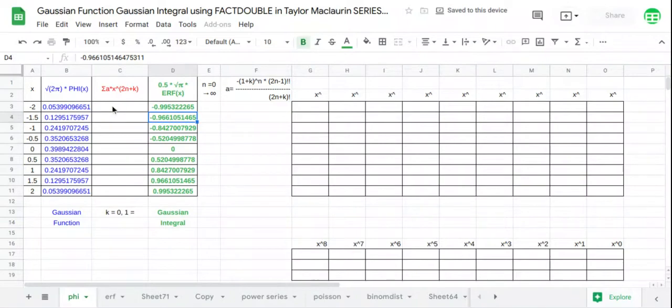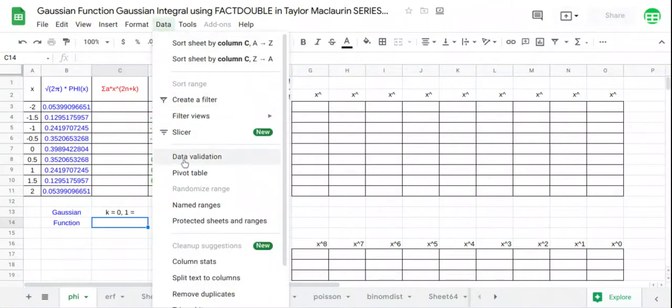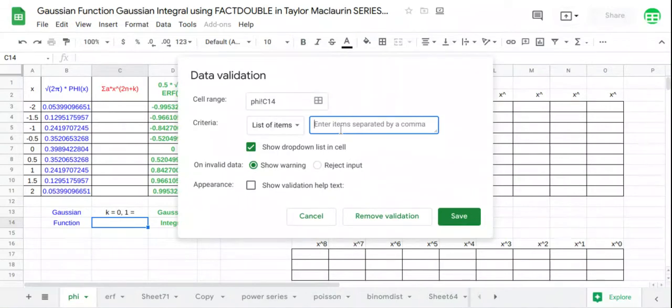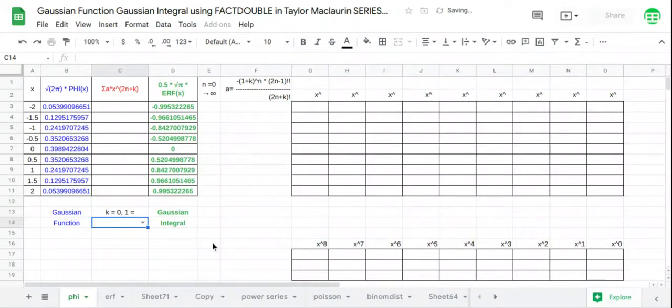And the Taylor-Maclaurin series sum of both, where x is the summation of a times x to the power 2n plus k, where k is 0 or 1. So data validation, list of items, 0 if it is the Gaussian function, 1 if it is the Gaussian integral. So we can start with 0. Now the Taylor-Maclaurin series sum, and the value of n is from 0 to infinity. So we'll start from 0 to infinity.